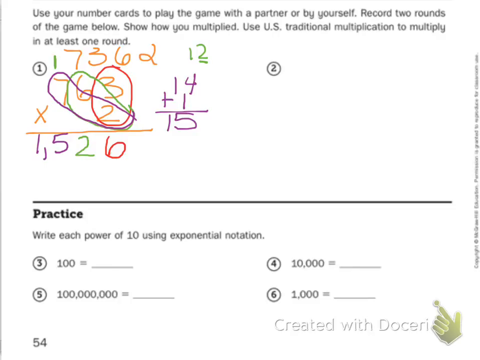Do 2 on your own. Your practice says write each power using exponential notation. Exponential notation is when I do a 10, and then I count my zeros, 1, 2. So 10 to the second power. Try the rest on your own.